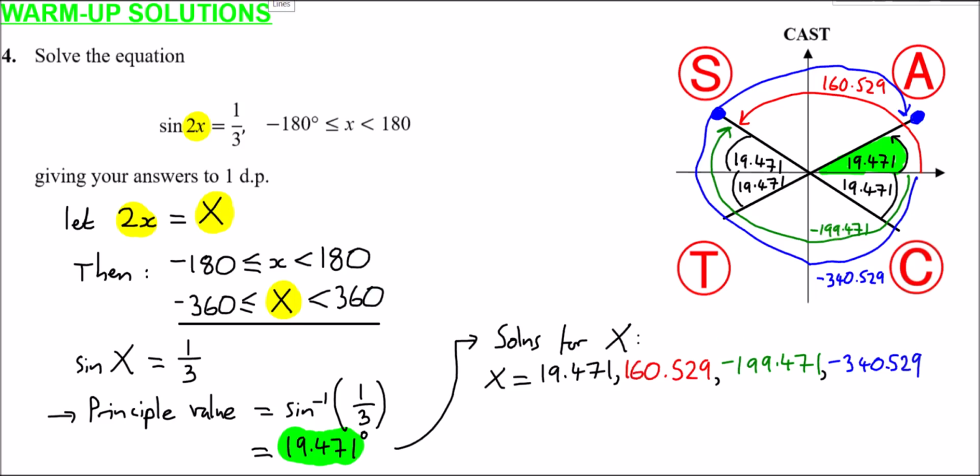So what we do next, to go from big X to just x: big X is 2x. So to go from big X to x, we just divide by 2. So what we need to do is divide these solutions for big X by 2 to get the solutions we need for normal little x. So what I'm going to do here, I'm going to put these in order, just so it reads nicely.